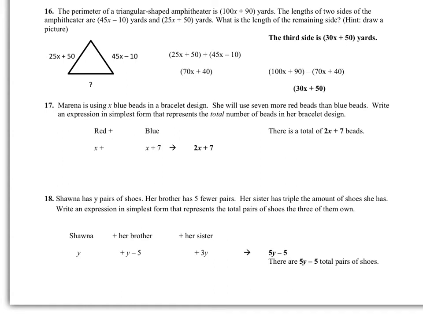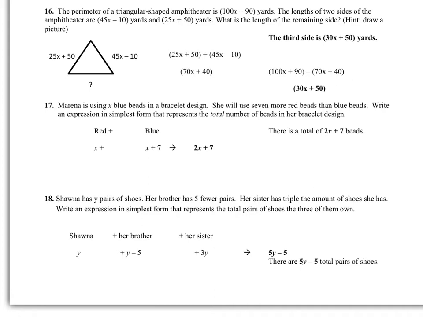So we know here's a side, here's a side. Perimeter means that whole distance around. So when you add up all of these sides, you are going to get this guy. So we go ahead and we write 25x plus 50, plus 45x minus 10, equals 70x plus 40.